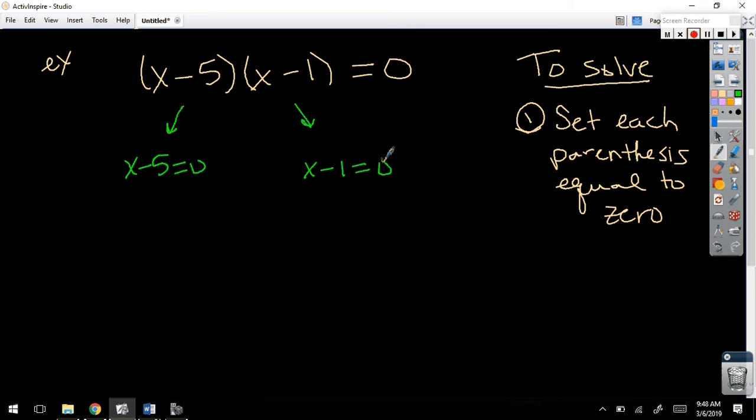How do you solve that for x? What about the first one? Plus 5, plus 5. So x equals 5 is one solution. And then plus 1, plus 1.